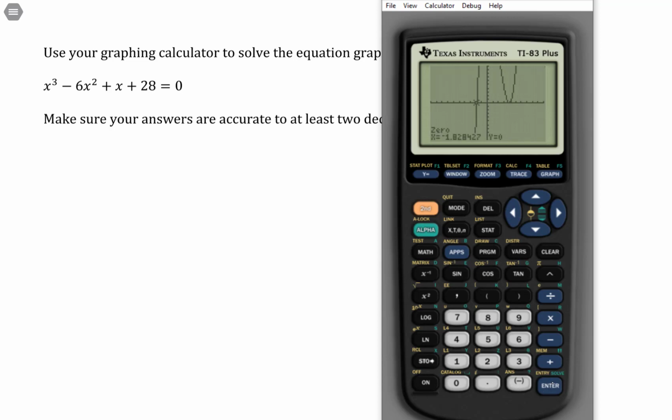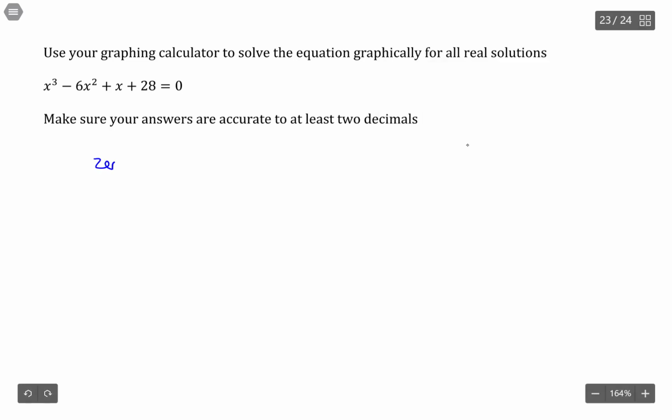So we'll see. And it turns out it wasn't at -2. It was close, but not quite. So I need to answer these with at least 2 decimal places of accuracy. So this first 0 should be -1.83.